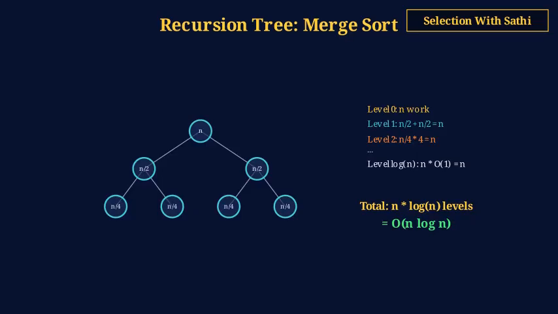Step 2. Compute log base B of A, log base 2 of 2 equals 1. Step 3. Compare D with log base B of A. D is 1, log base B of A is 1. They are equal. This is case 2 of the master theorem. Case 2 says T of n equals O of n to the D times log n. So T of n equals O of n times log n. We can verify there are log n levels in the recursion tree, and each level does O of n total work. N times log n, correct.